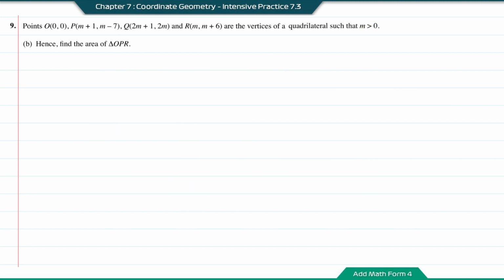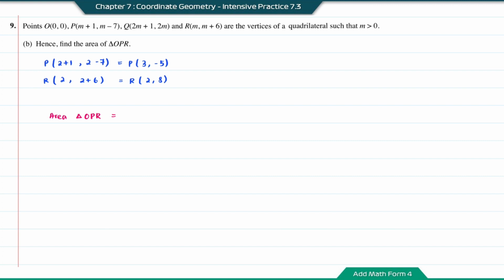Questions B, find the area of the triangle OPR. So now we know that m is equal to 2, then the coordinate P will be (2 plus 1, 2 minus 7). Then the coordinate P will be (3, negative 5). As for coordinate R, it will be (2, 2 plus 6). Then the coordinate R will be (2, 8).